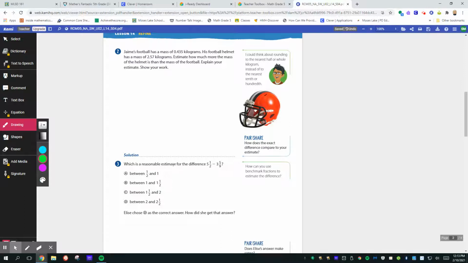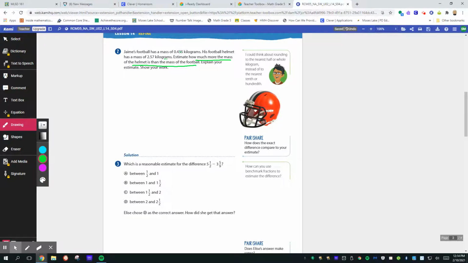Number 2. Jamie's football has a mass of 435,000 kilograms. His football helmet has a mass of 257 kilograms. Estimate how much more the mass of the helmet is than the mass of the football. Explain your estimate. So here's when it says how much more the mass of the helmet is than the mass of the football. That tells me we're comparing. And when we're comparing, that means we're subtracting. We're looking at the difference between these two numbers.